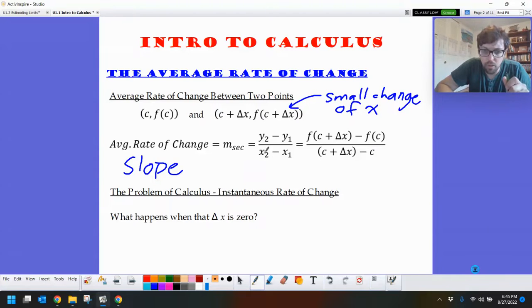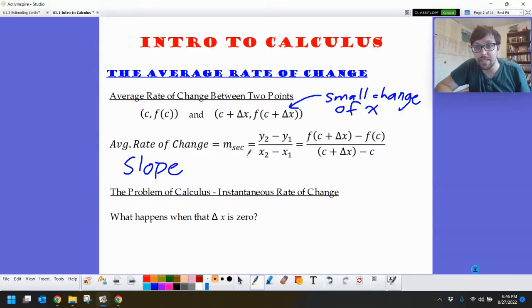So we can rework our old slope formula and say, okay, well, our x value started at something, c, and then it got a little bit bigger. And then we put that c value into our function. And then we put that little bit bigger version of c into our function as well. So y1, y2, x2, x1.